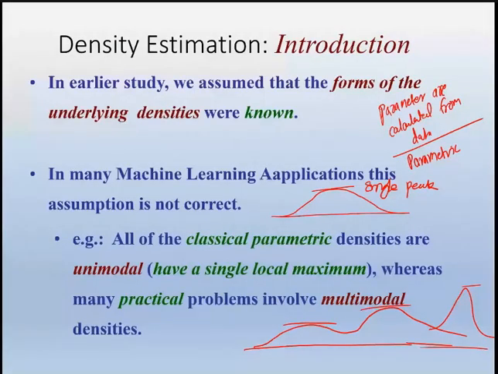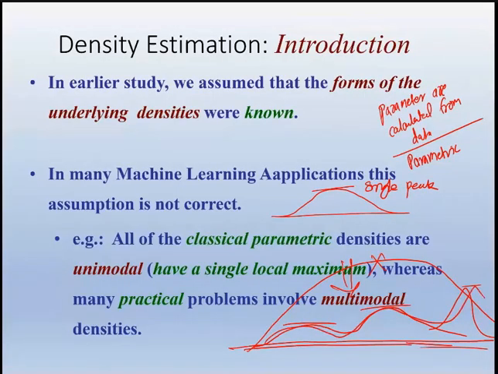If my actual distribution is like this, and I assume that this data is distributed like this, this will be a wrong assumption. I should not fit this kind of curve for such a distribution. Remember this is probability of x given some omega, and this side is your variable x.